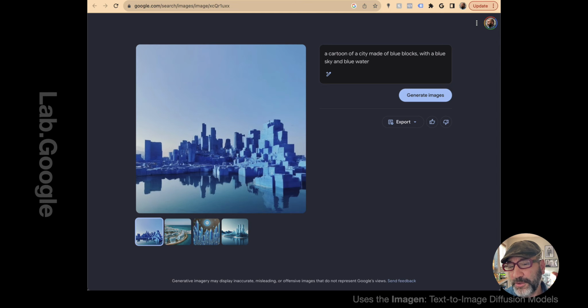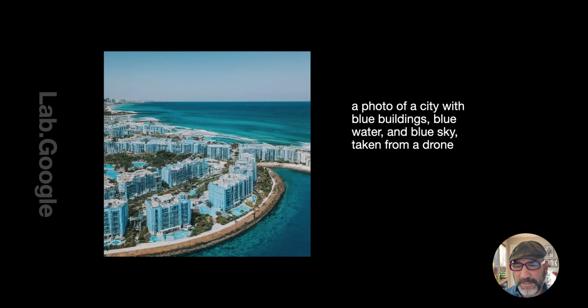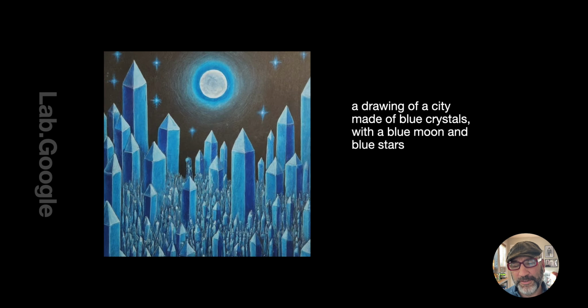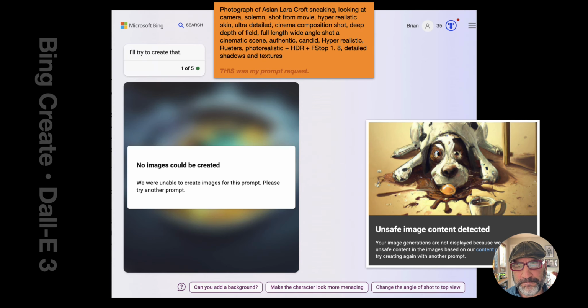So the first one is a cartoon of a city made of blue blocks with the blue sky and blue water. And then look at what it does with the second one. A photo of a city with blue buildings, blue water, blue sky, taken from a drone. A drawing of a city made of blue crystals with blue moon and blue stars. And then last is a 3D rendering of a city made of blue glass with the blue ocean and blue mountains. So it's basically reinterpreted my prompt request and gave me something totally different.